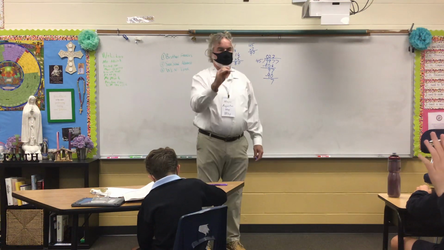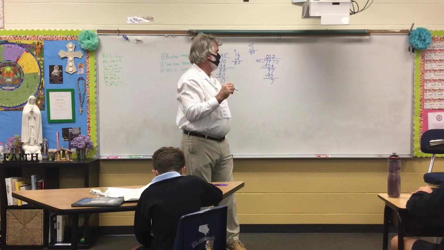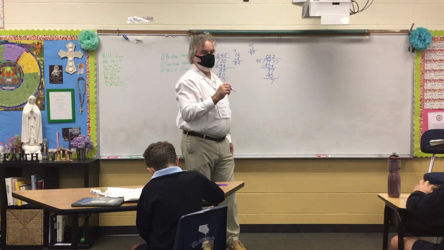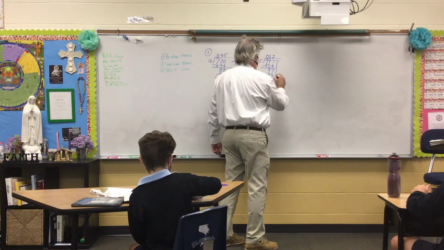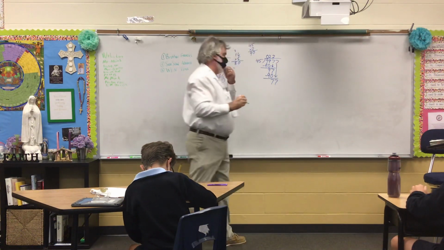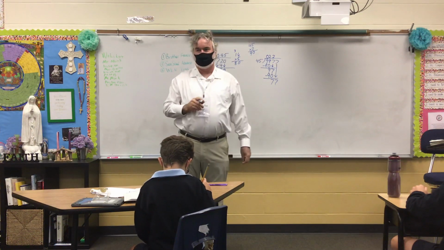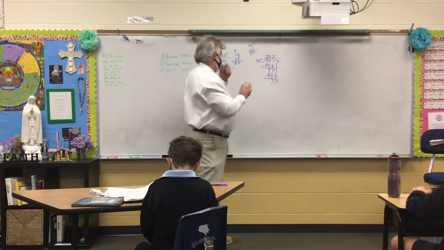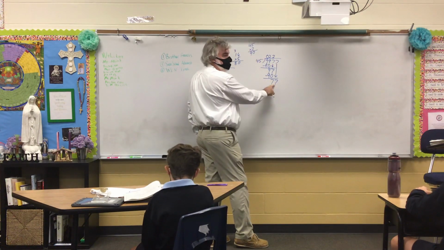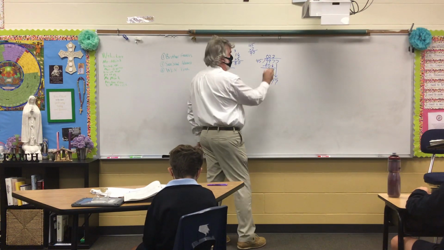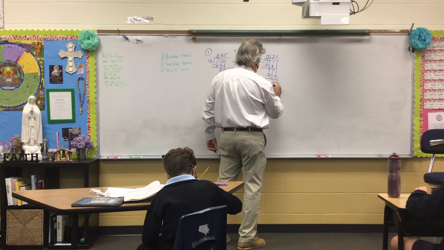Now what, Sasha? You bring down the second 7. Now I'm dividing 45 into 77. George? 1. Because 2 would be 90, and 90 is bigger than 77. So it's going to go in one time. We got 45.